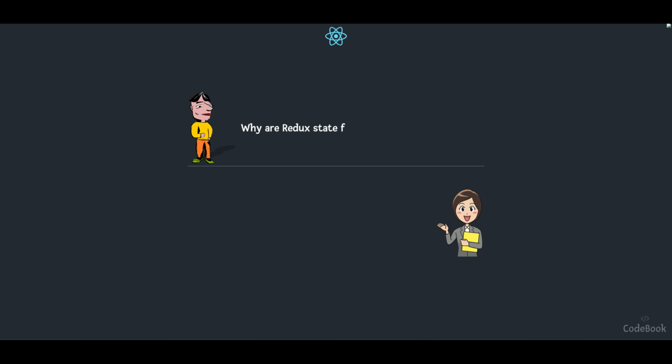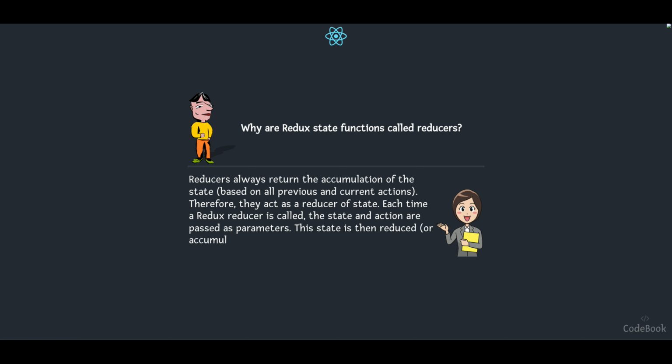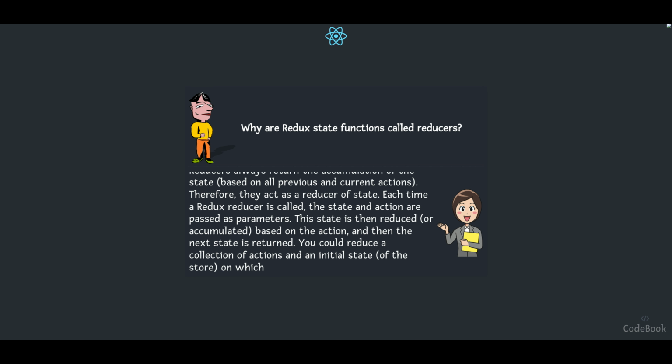Why are Redux state functions called reducers? Reducers always return the accumulation of the state, based on all previous and current actions. Therefore, they act as a reducer of state. Each time a Redux reducer is called, the state and action are passed as parameters. This state is then reduced, or accumulated, based on the action, and then the next state is returned. You could reduce a collection of actions and an initial state of the store, on which to perform these actions, to get the resulting final state.